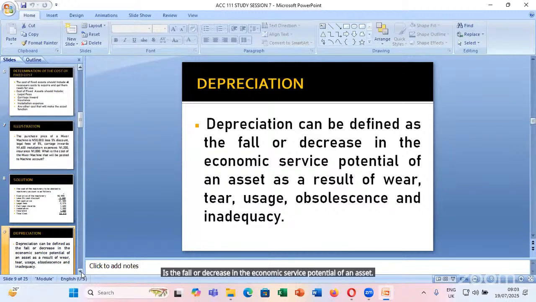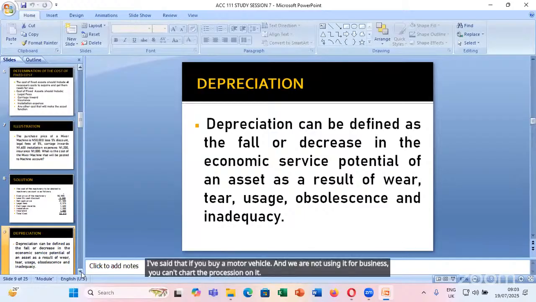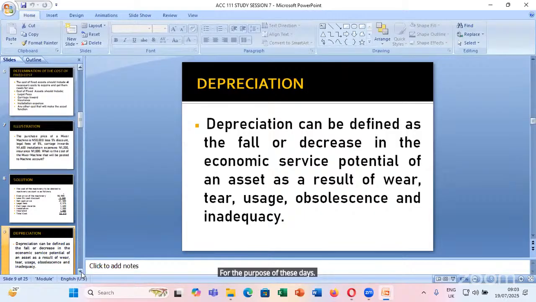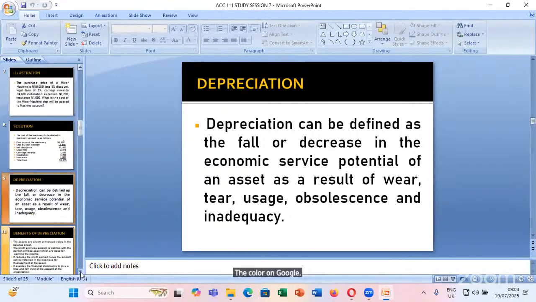It's not clear, sir. If you buy a motor vehicle and you are not using it for business, you can't charge depreciation on it for the purpose of the business. So please come again, sir. Please come again, sir. I've not come once now. Why are you asking me to come again? Sorry about this, sir.